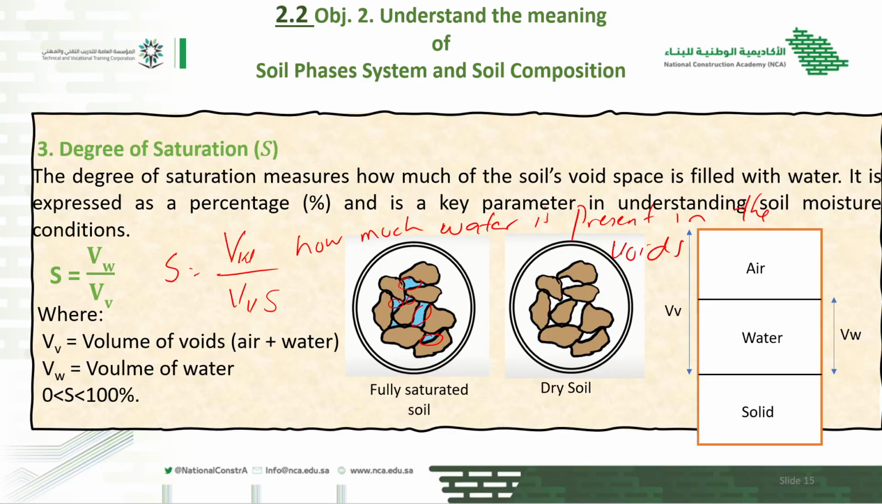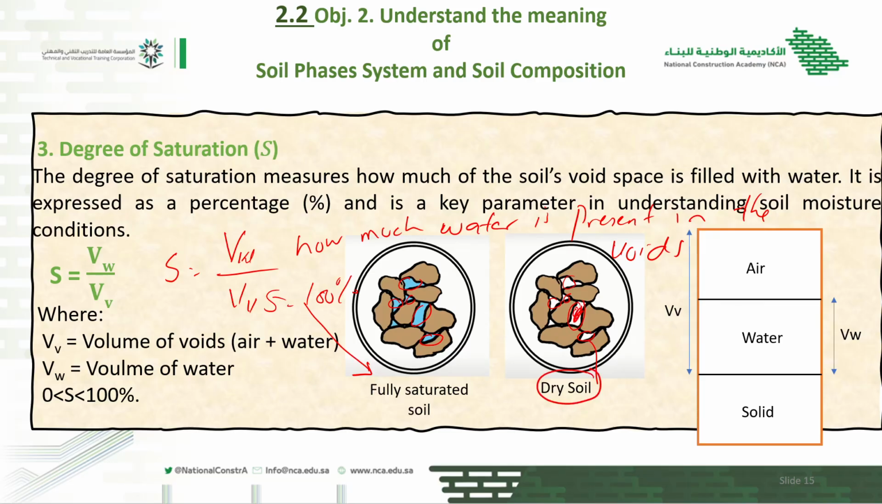If all the voids are filled with water, 100% filled with water, it is called fully saturated. If in all these void gaps there is no water, all of them are filled with air, it is called dry soil.